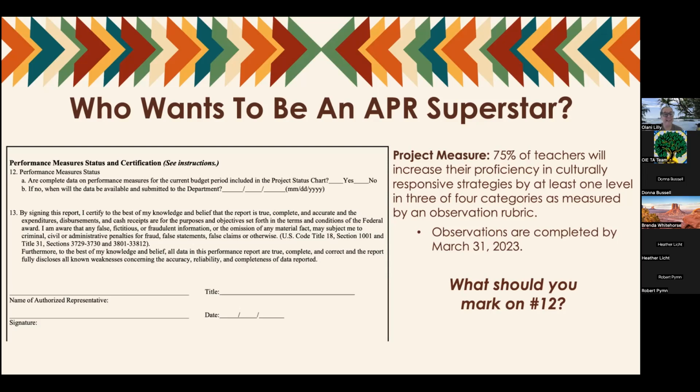So yes, you would provide that, I'm sorry. If you have all of your other measures, you would be checking yes for number 12. Because you do have the observations completed on March 31st, and now you have some time to process that and actually report that in this APR. It landed, you came in just in the nick of time.